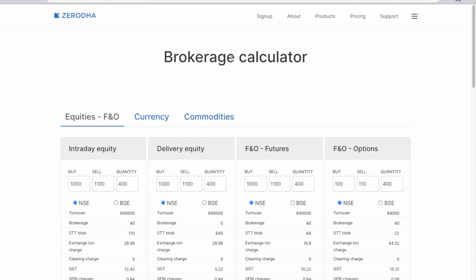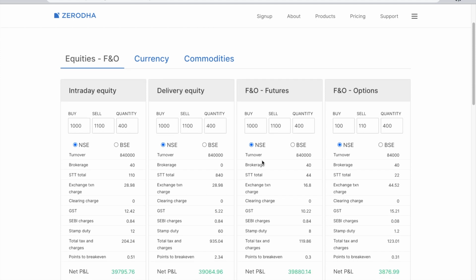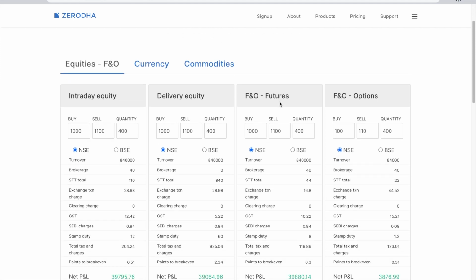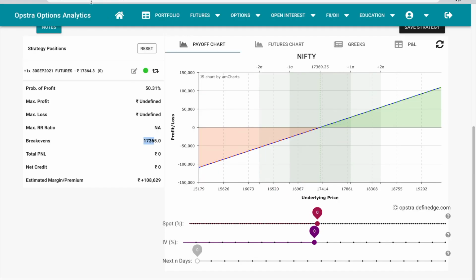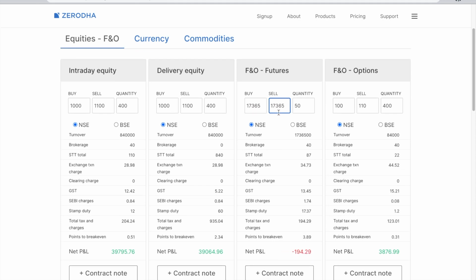So this is the brokerage calculator of Zerodha. We'll just show you the Zerodha brokerage calculator. Only the brokerage part will be different with different brokers, but your STT, stamp duty and everything else will be the same. So Nifty futures at 17,365 you bought. For this example we will take the same value. Suppose you square it off at the same value. You just want to check the charges, and here you can see almost you are paying minus 194. So you're buying and selling at the same price.